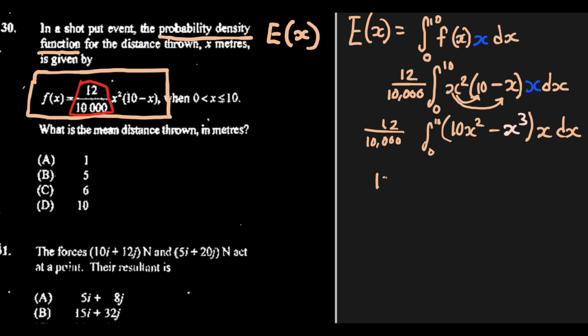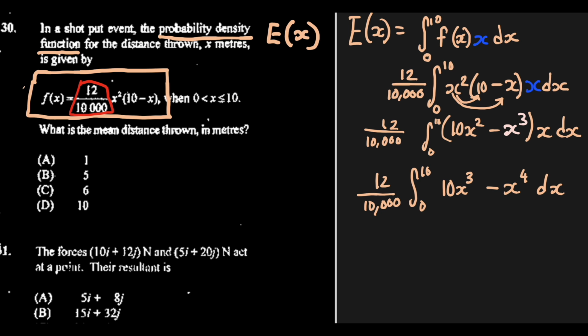So we'll have here 12 over 10,000. So we have 10 here, 0 here. So x times 10x squared will give us 10x to the power of 3. And we subtract that from x to the power of 3 times 4, which is x to the power of 4. Now we can integrate this.